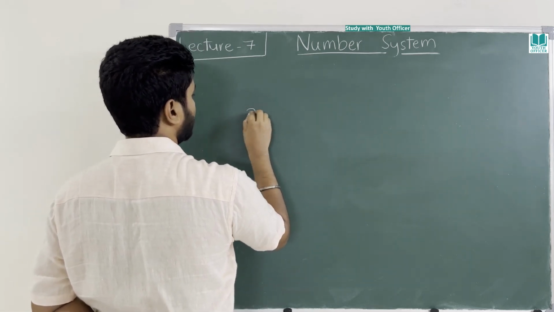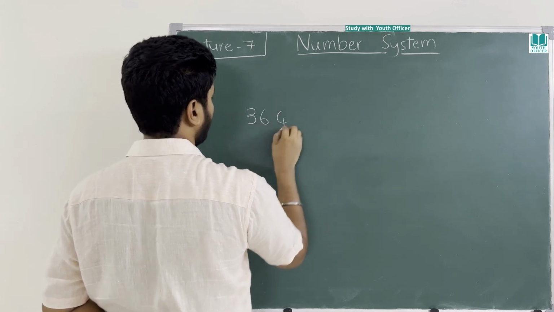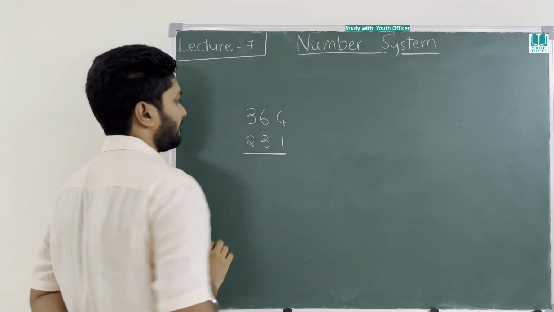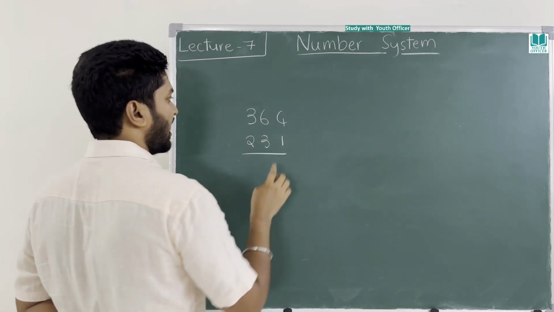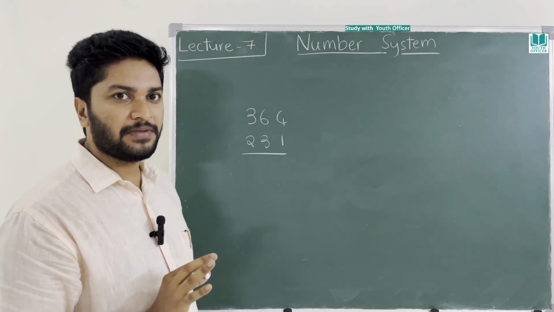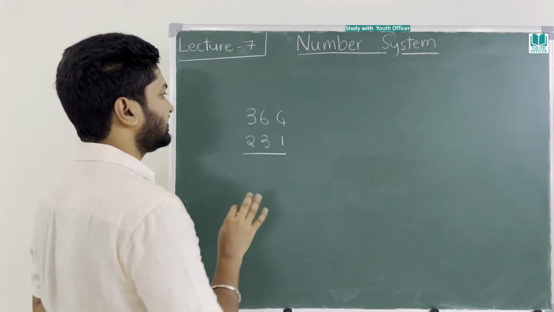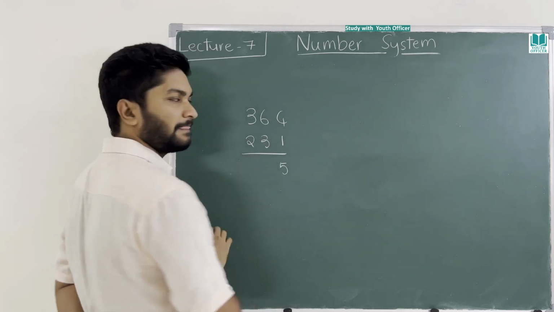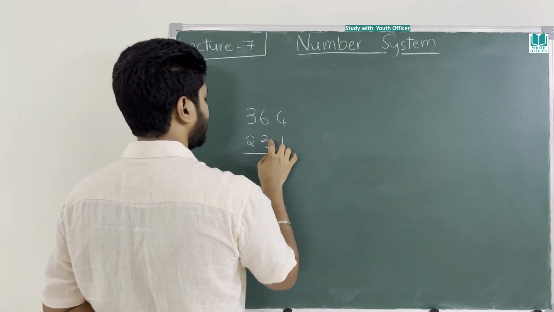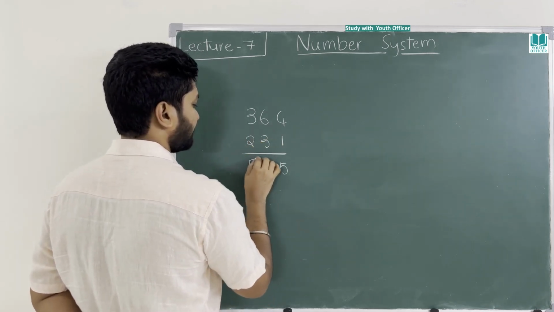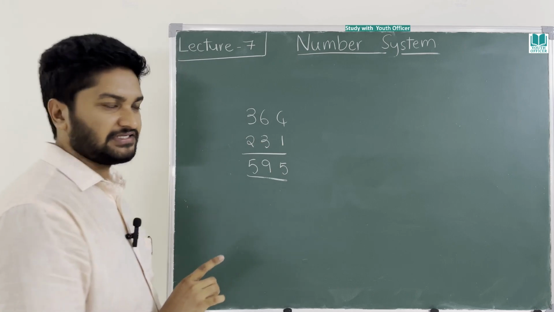I'll take an example. 3, 6, 4, 2, 3, 1. I'll just add these digits. Now I told you we are not going to add numbers. We will only add digits. 4 plus 1, 5. Good. 6 plus 3, 9. 3 plus 2, 5. There are no carries here.